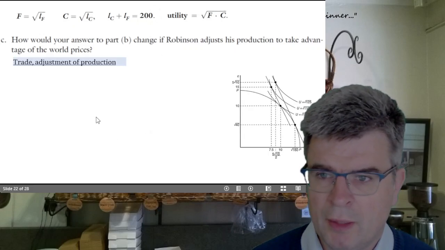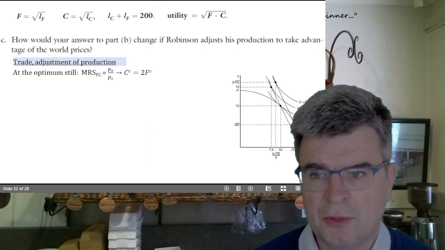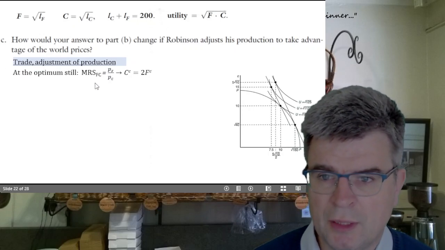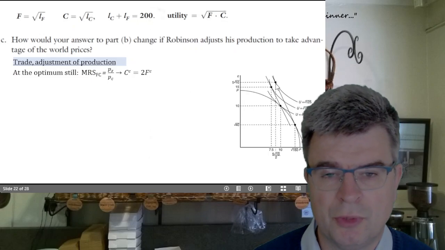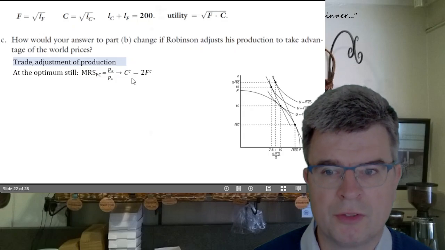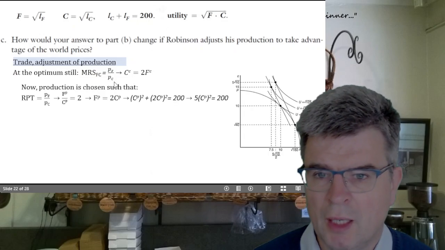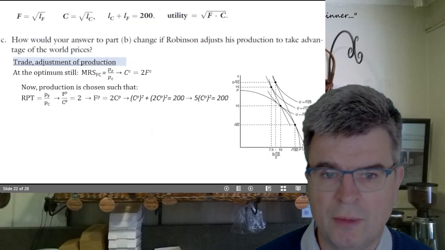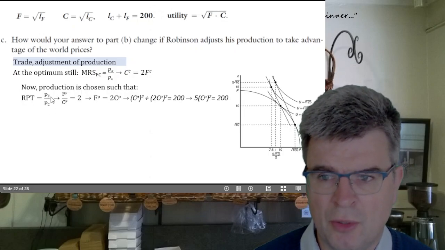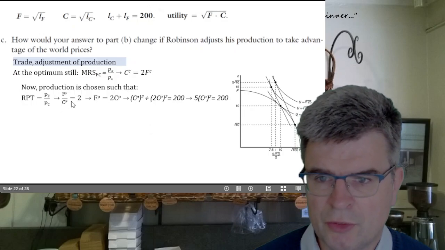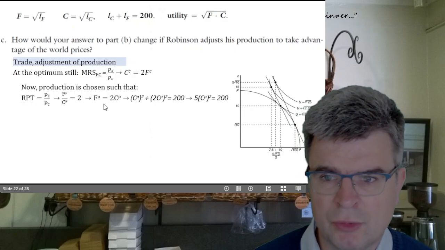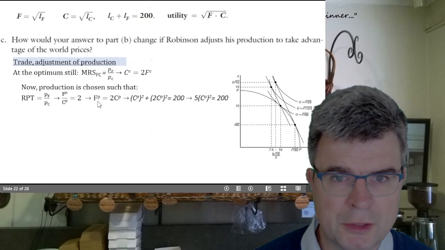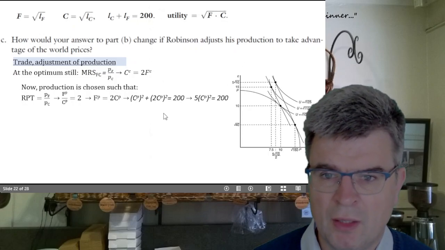Okay, so Robinson can now both trade and adjust production. At the optimum consumption, it still needs to hold that the marginal rate of substitution is identical to the price ratio. So he will still consume coconuts and fish in a ratio 2:1. But now his new production is chosen such that the rate of product transformation, so the slope of the PPF, is also identical to the price ratio on the world market. So in his new production levels, he will also produce twice as many fish as coconuts.